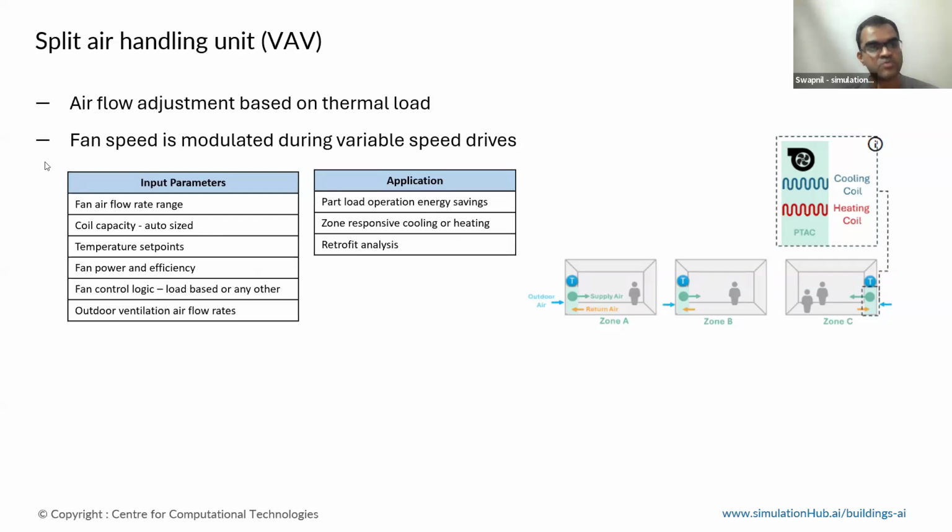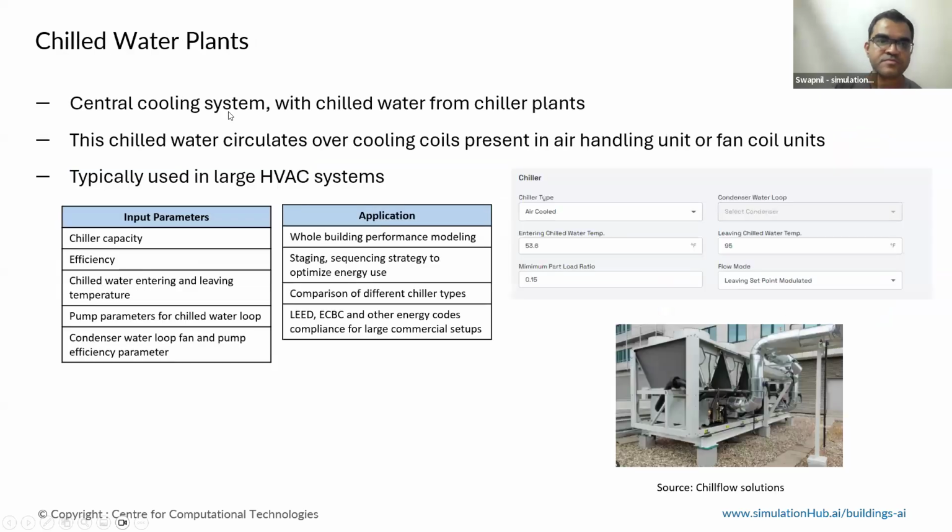Going ahead, similar to the split air handling unit CAV, we also have the VAV type of unit. Again, in this, instead of a fixed flow rate, you give the fan air flow rate range, which is different from the CAV system. You can use this in applications where part load operations are to be modeled, zone responsive cooling, as well as retrofit analysis. Now we have seen the air side systems. We will also see the outdoor chilled water plant type systems, as well as the heater plant system.